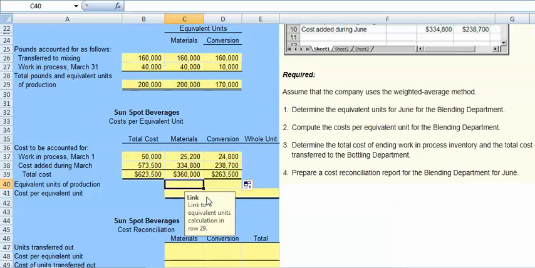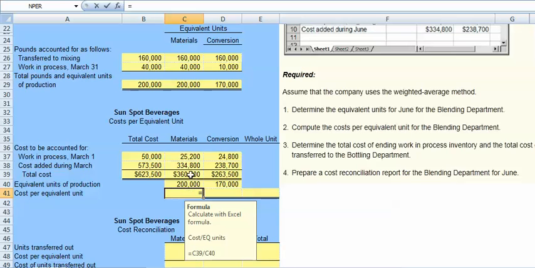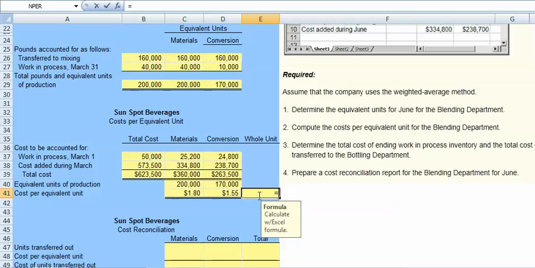Equivalent units, we've just calculated those above. We had 200,000 equivalent units for direct materials, and I can copy that to the right. We had 170 for conversion cost. Cost per unit, take my cost of 360, divide it by equivalent units, and I get a cost per unit of 180. I can copy that across. In terms of total cost per unit, the 155 plus the 180.